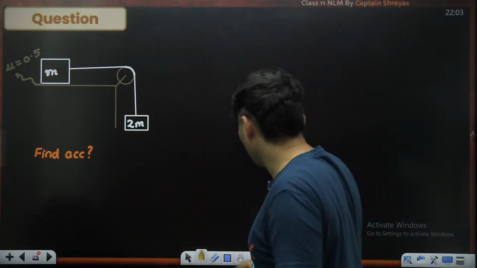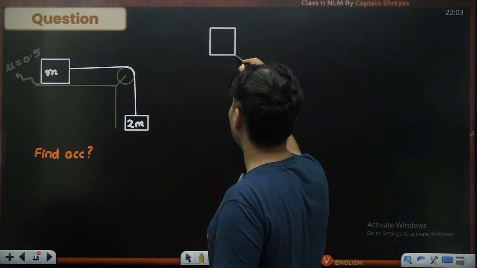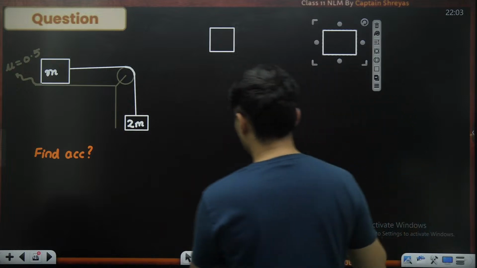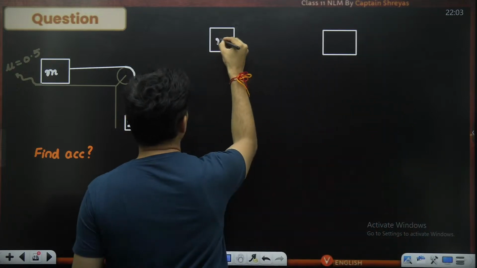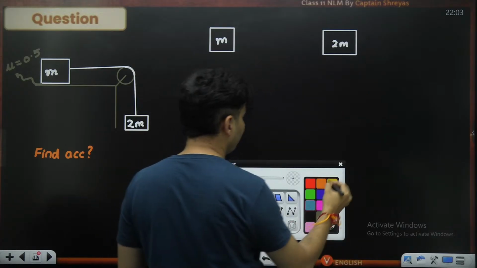So everybody, what else to do? Nothing else. That's what we always do, right? Drawing the free body diagram. So M's FBD here and 2M's FBD over here. So this is your M. This is your 2M. What are the different forces acting on them?